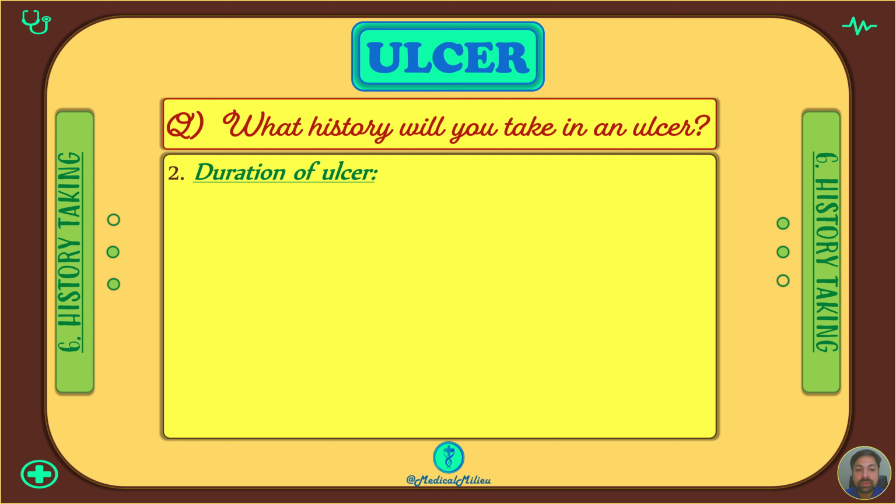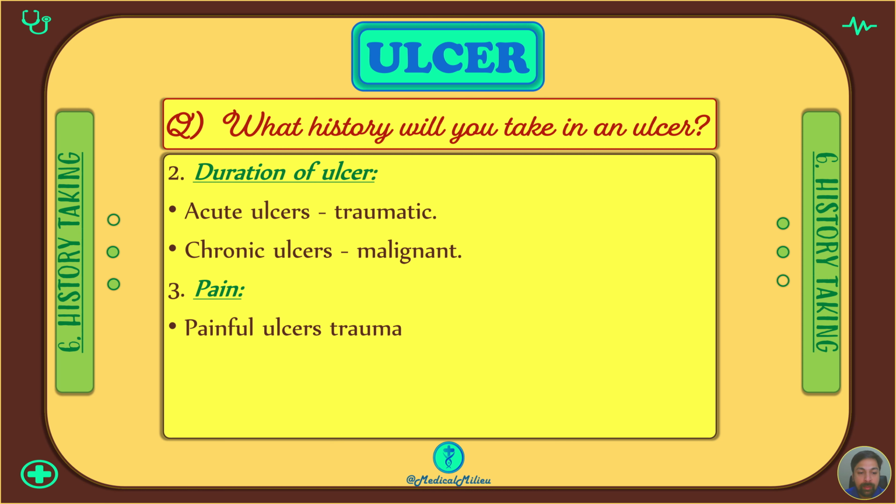Part 2 is duration of the ulcer. Acute ulcers are usually traumatic and chronic ulcers are usually malignant. Part 3 is pain. Painful ulcers are usually traumatic or inflammatory. Painless ulcers are usually malignant.